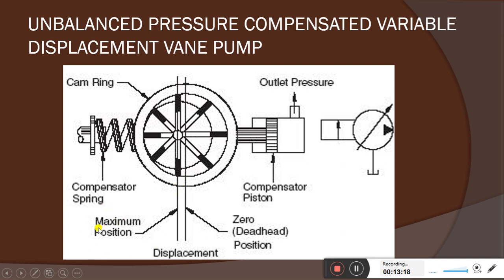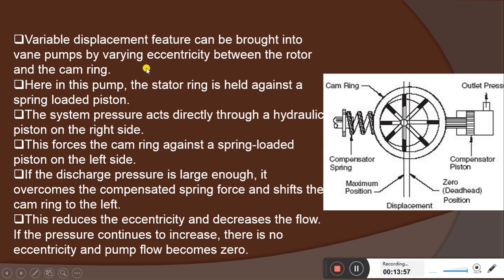You can see here, this is the maximum position, the zero deadhead position. If this cam ring circle comes to this point, the center comes to this point, and there is no displacement of liquid. If it is at this eccentricity, we will experience the maximum output. So this is the symbol of the compensator variable displacement vane pump. We'll see the symbols later. We'll have the same explanation here.